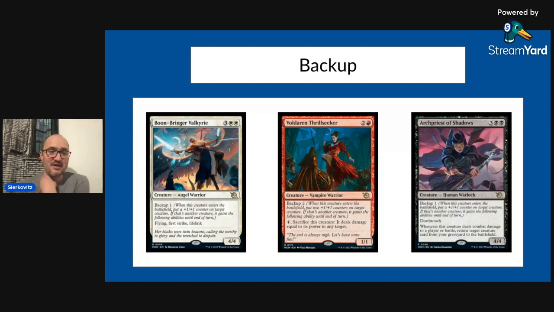And Backup is similar, because if you tap out and you think, I'm good, I mean, they have like a 1/1 and I'm just slamming. And all of a sudden they play Archpriest of Shadows, that 1/1 becomes a 2/2 and reanimates something. You will feel quite foolish that you didn't leave something to block.